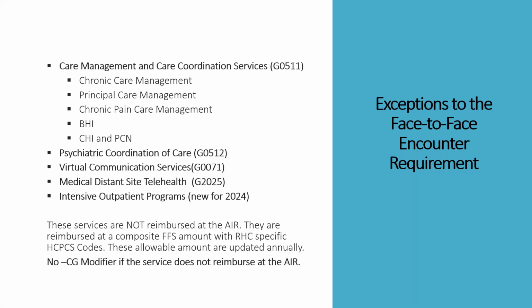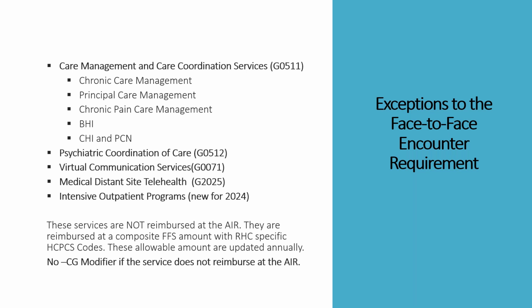Okay, I gotta hurry here. There are a few things that are exceptions to face-to-face encounter requirements. These are things that go on our UB claims, but they do not pay our AIR. So if they don't pay our AIR, our CG modifier does not go on them, anything that doesn't pay. So all of these pay a consolidated fee schedule.